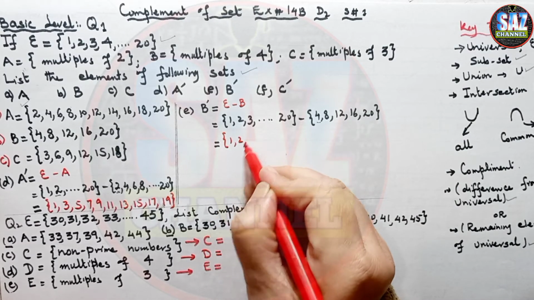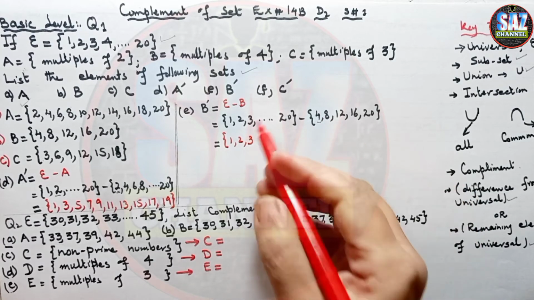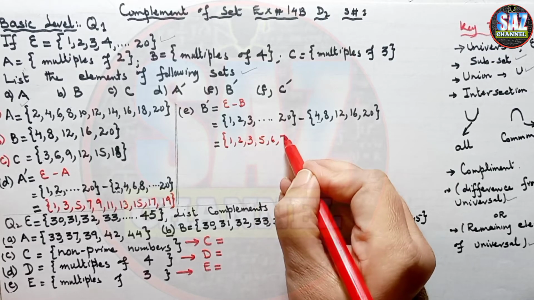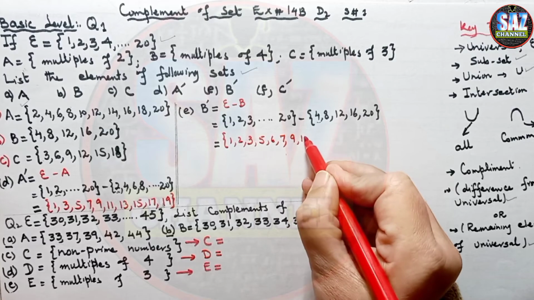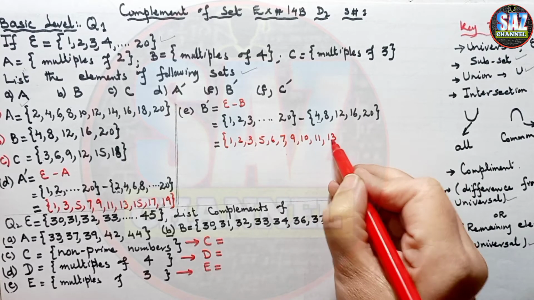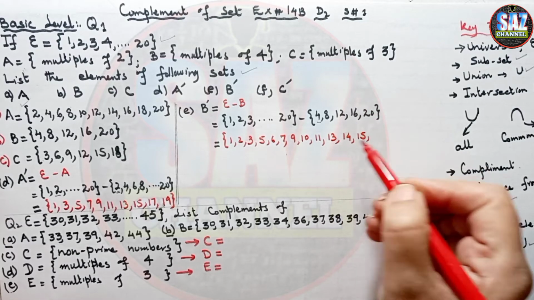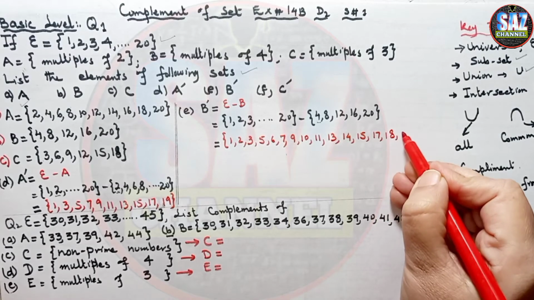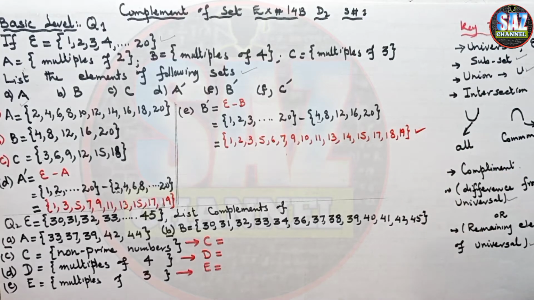It will have 2, it will have 3, but 4 is coming in B, so I'm not going to write that. Then 5, 6, and 7, then I'm not going to write 8, 9, 10, 11, I have to leave 12, then 13, 14, 15, then we do not have to write 16, then 17, 18, and 19, because 20 is present in both. Really easy questions.